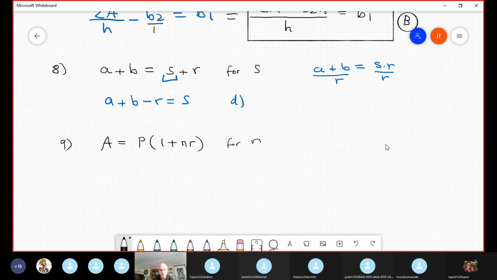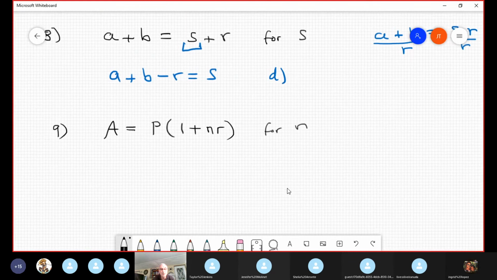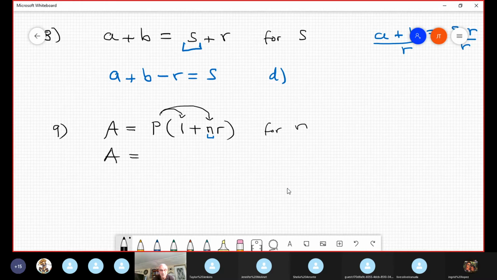Okay, there are many ways to do this problem. One possibility is some people say, well, professor, I need to isolate R. This is the variable here. Well, I have the parenthesis, I don't feel comfortable with this parenthesis. Why not apply the distributive property? We can. Not necessarily the same way, but you can. The capital A is equal to P times 1 is P, plus P and R. And this is my goal.